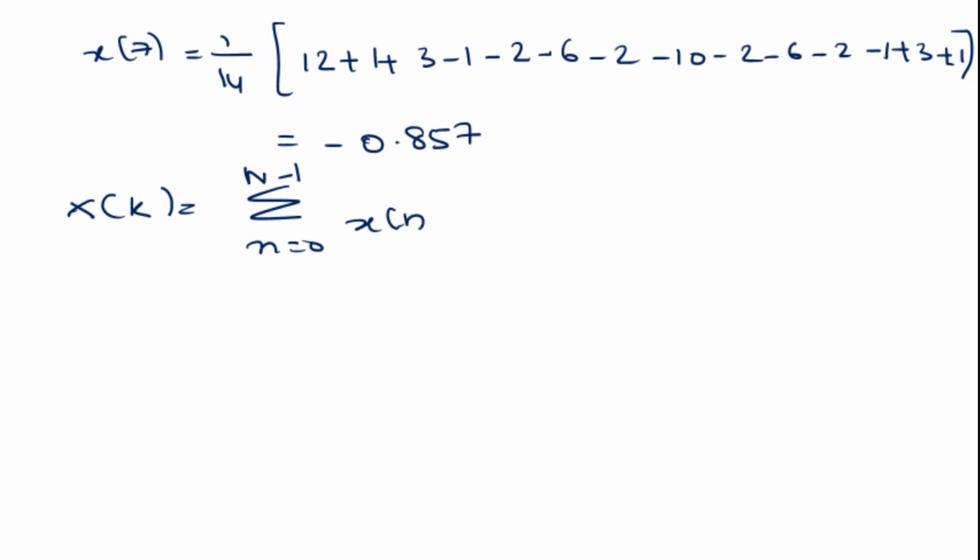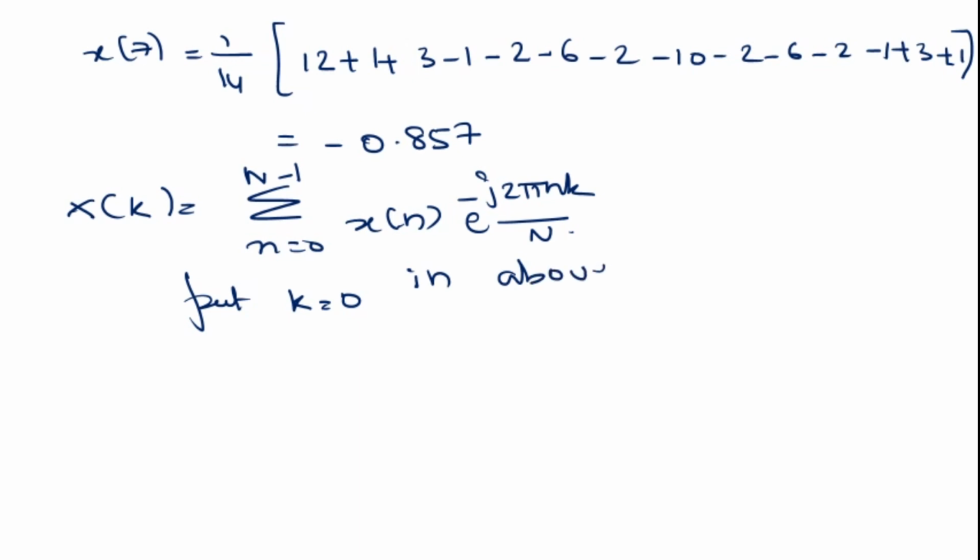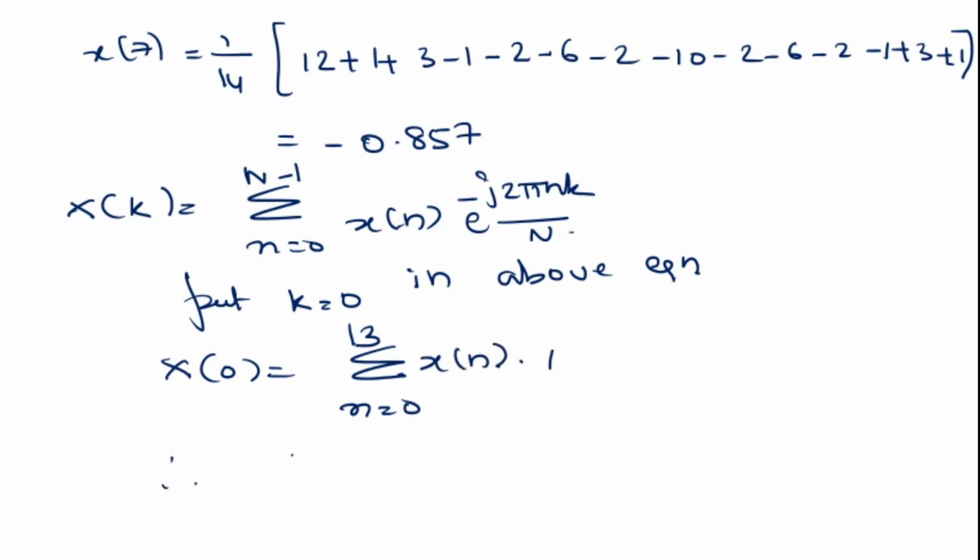And next one, x of k is equal to summation n is equal to 0 to n minus 1 x of n into e power minus j 2 pi nk by n. Now put k is equal to 0 in the above equation. We get x of 0 is equal to summation n is equal to 0 to 13 x of n into 1. Therefore, summation n is equal to 0 to 13, x of n is equal to 12.